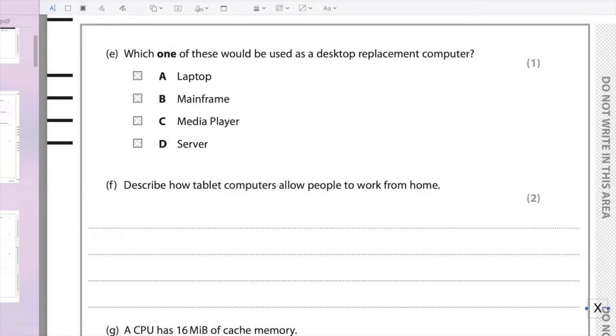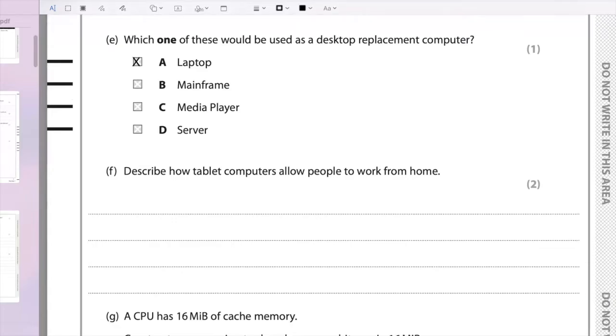E. Which one of these would be used as a desktop replacement computer? Laptop, mainframe, media player, or server? Correct answer is laptop. It's the only one of those computers that could actually replace a desktop.